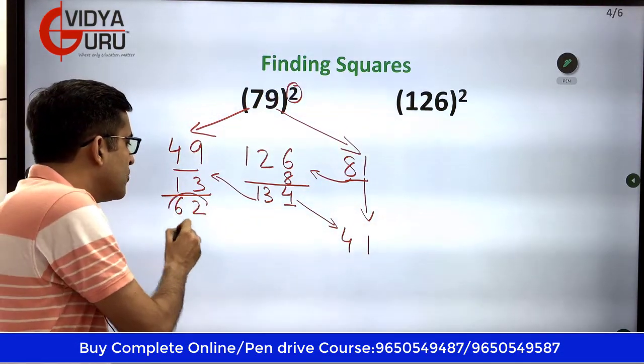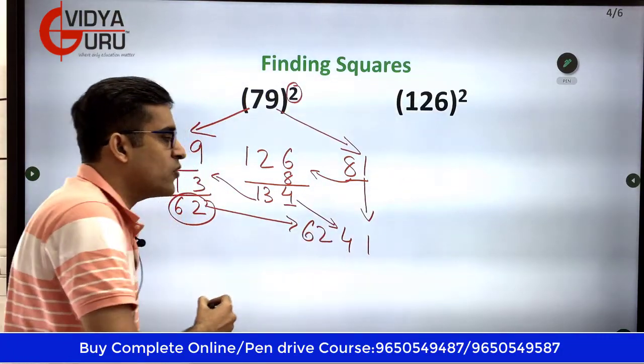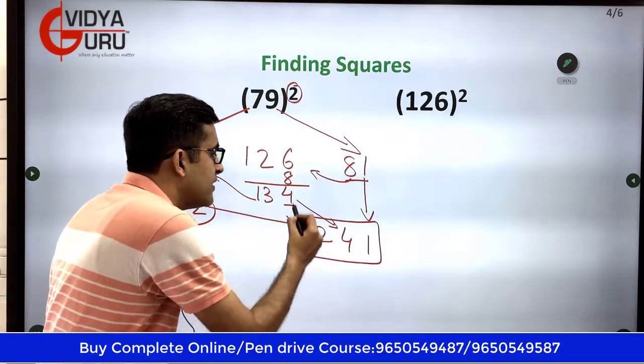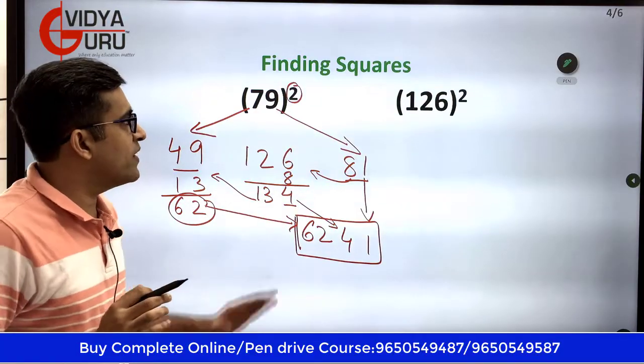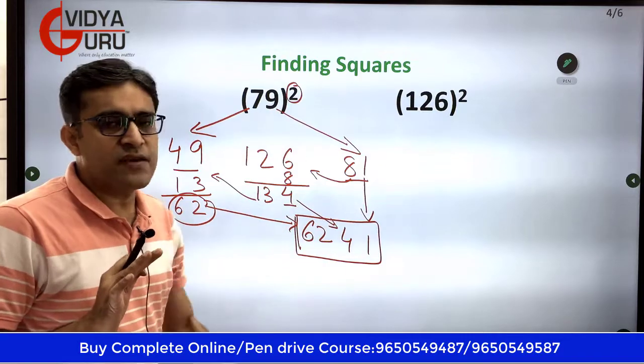This is the final value. It has to be written in whole. So 6241. 62 comes as it is. 6241 is the answer. Got it? So 6241 is the square of 79. It can be applied almost everywhere.